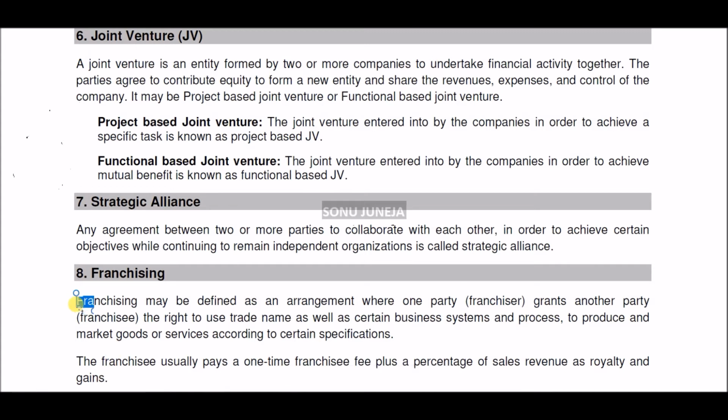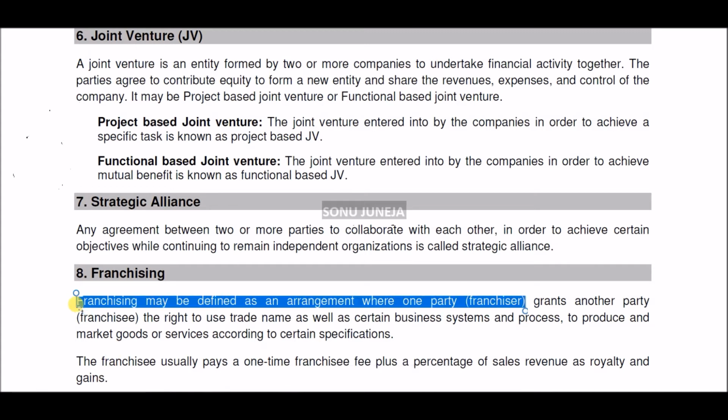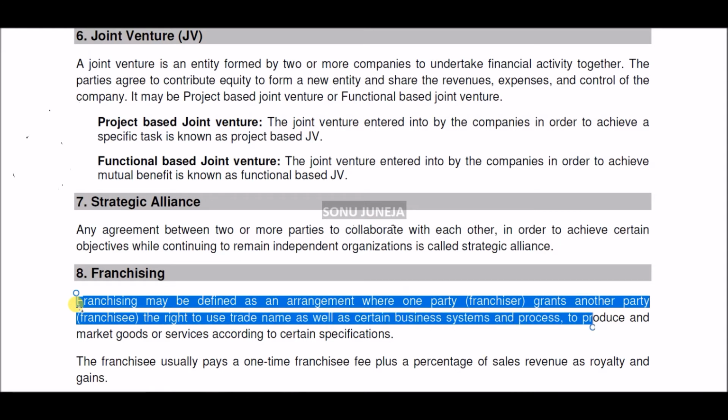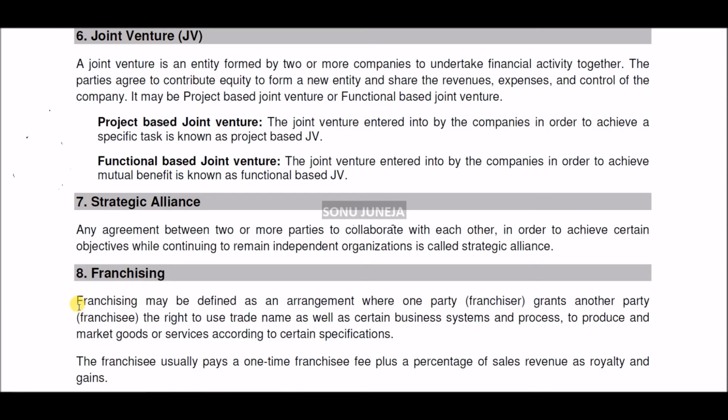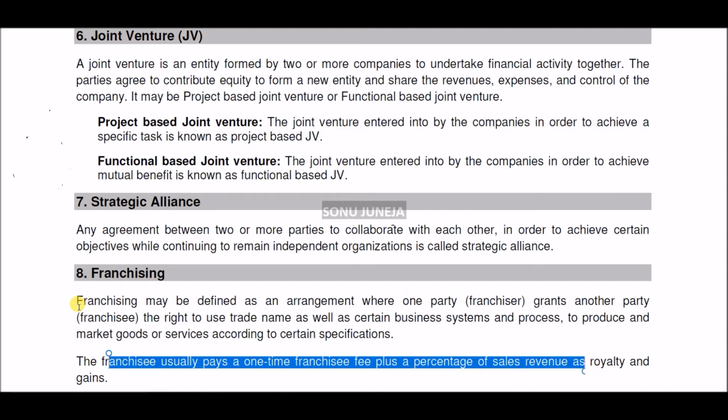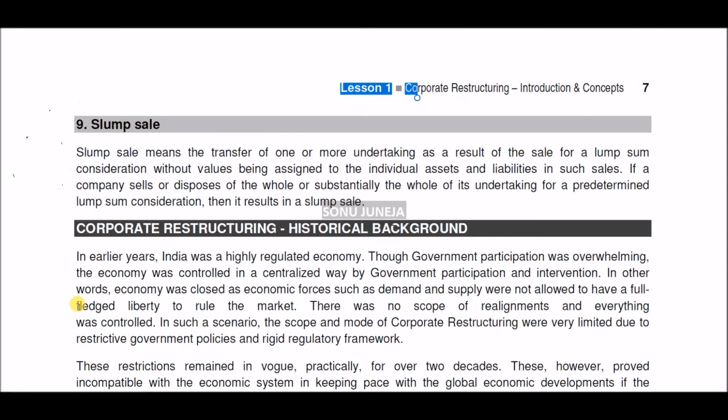Franchising is defined as an agreement where one party, the franchisor, grants the other party, the franchisee, the right to use the trade name as well as certain business systems and processes to produce and market goods or services according to certain specifications. Now the franchisee usually pays a one-time franchise fee plus a percentage of sales revenue as royalty and gains.